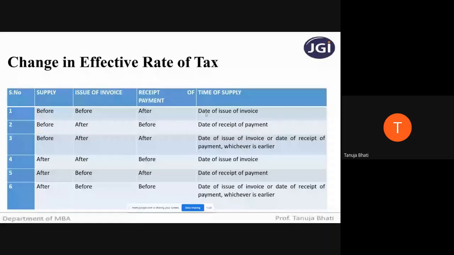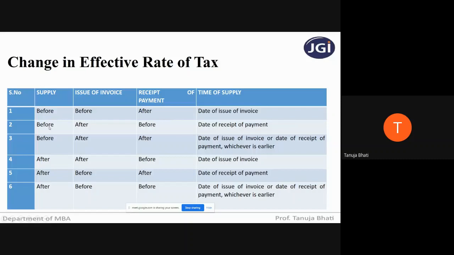So what is the rate applicable on the date of issue of invoice? That will be the rate applicable to that particular supply. So just remember, if the supply is before, issue of invoice is before, but payment is received after, then you are going to apply the rate applicable on the date of issue of invoice.